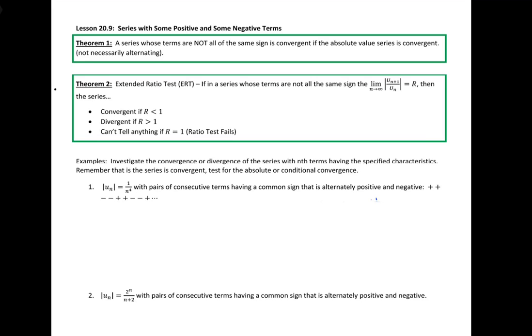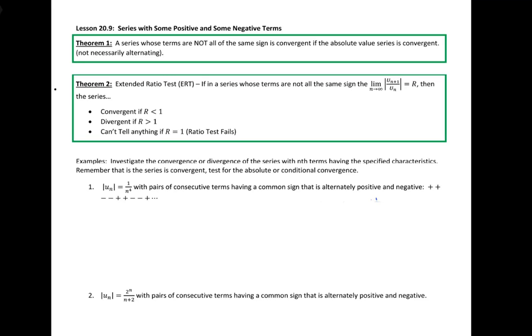Okay, so 20.9, we're looking at series with some positive and some negative terms. Yesterday we talked about alternating series, positive, negative, positive, negative. Okay, so this is just some positive or some negative terms. It doesn't necessarily have to be alternating.